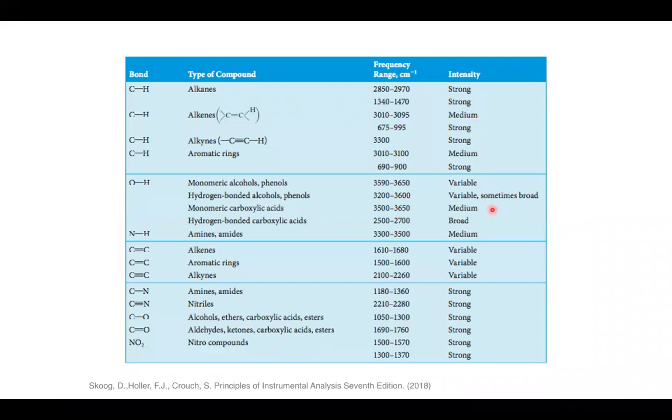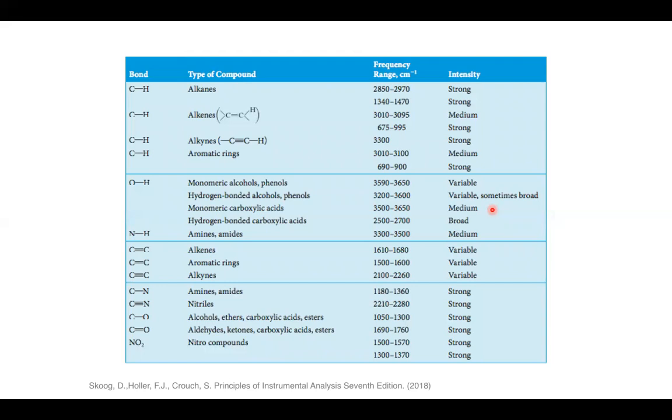So here are some of our standard frequencies and whether or not they're strong, medium, or variable. So usually it's a good idea to know a few characteristic peaks. You know that carbonyls are around about 1600, 1700, something like that. We usually have OH stretches from 3500 and above.